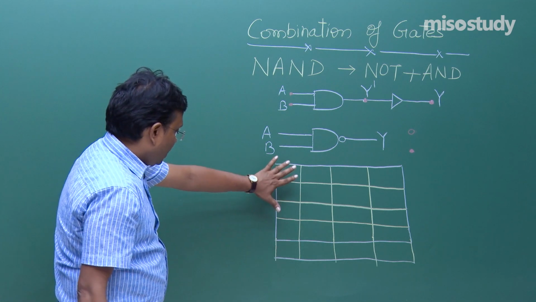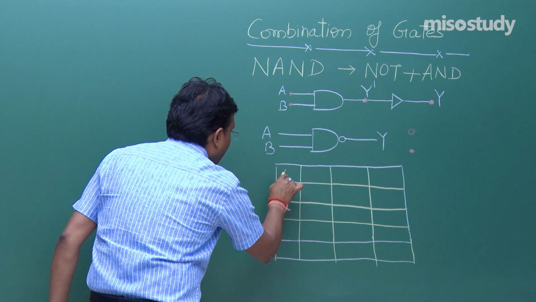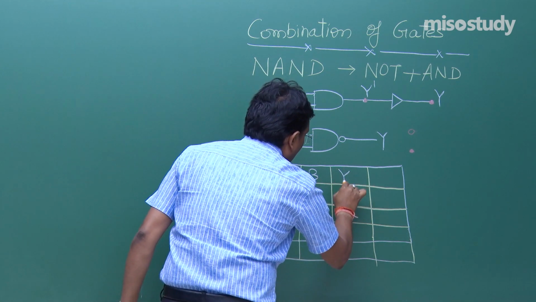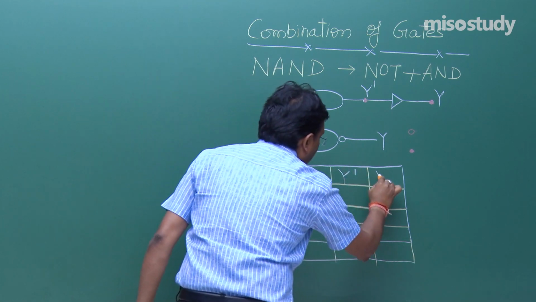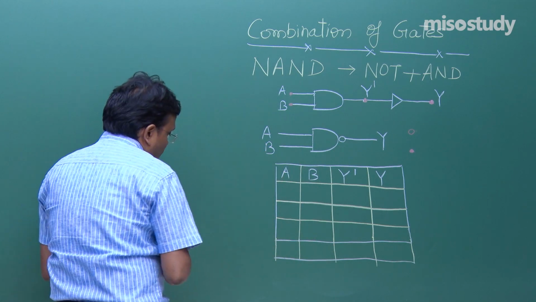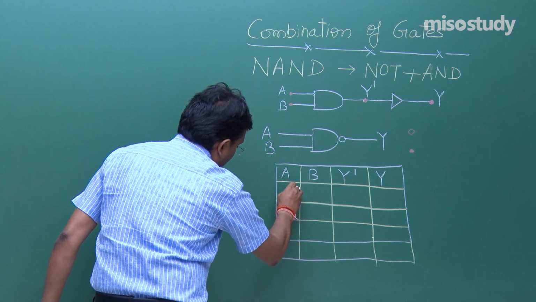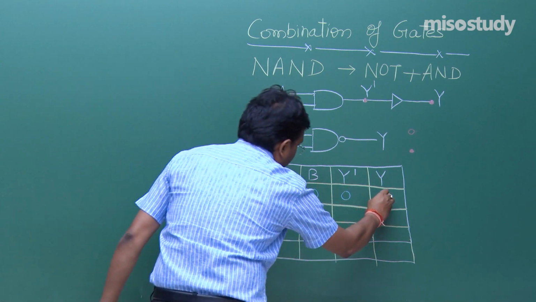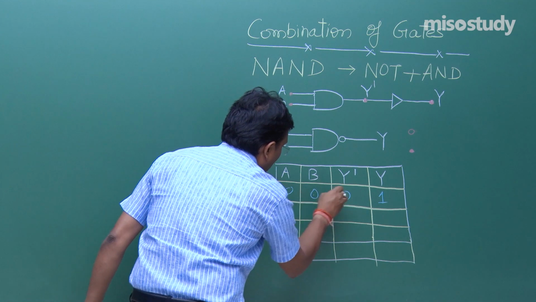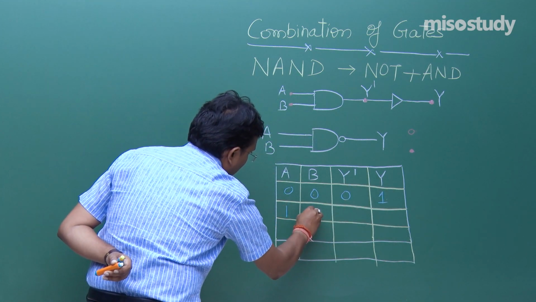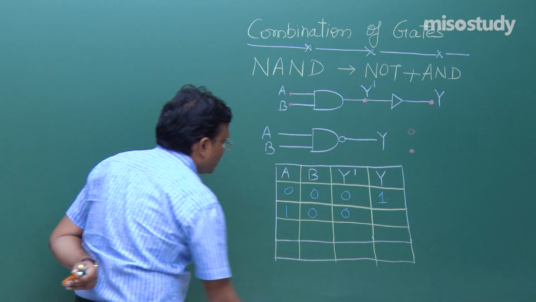So now you have a table with columns A, B, Y prime, Y. Now let us start putting the values. For 0, 0, you will get 1, that is low, low, low, high. Then high, low, low, it will give you high.